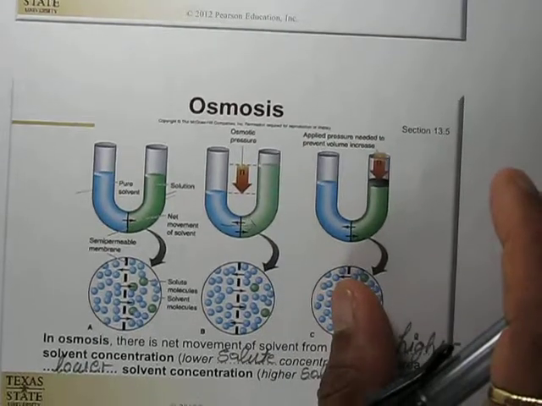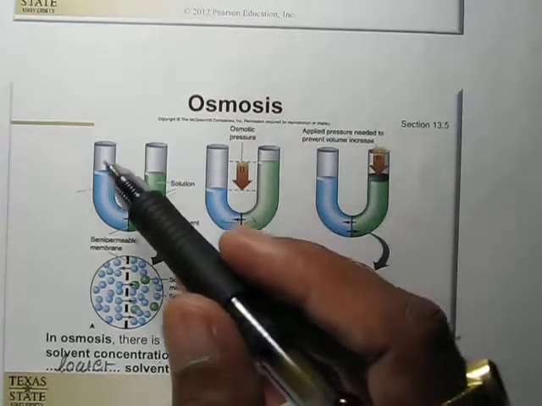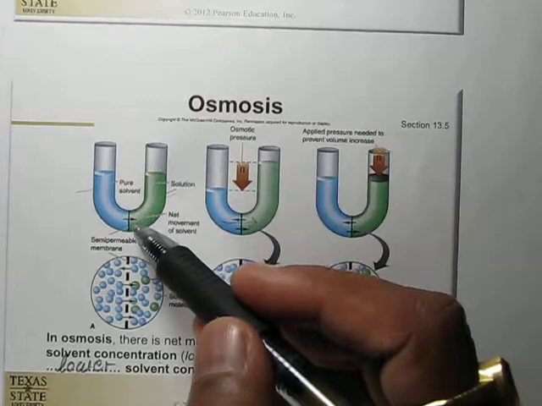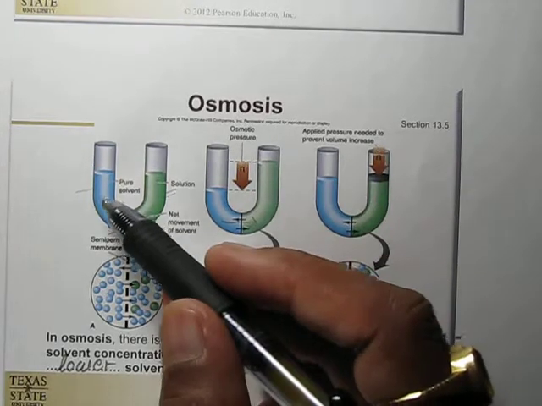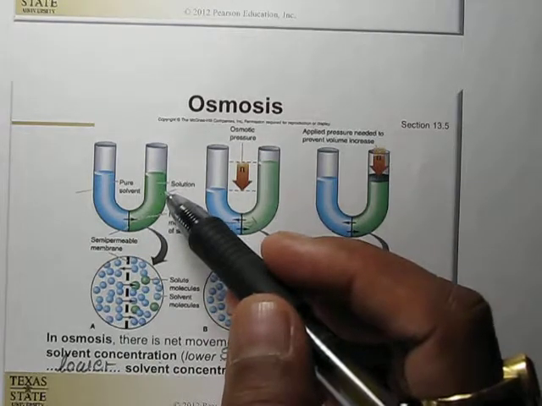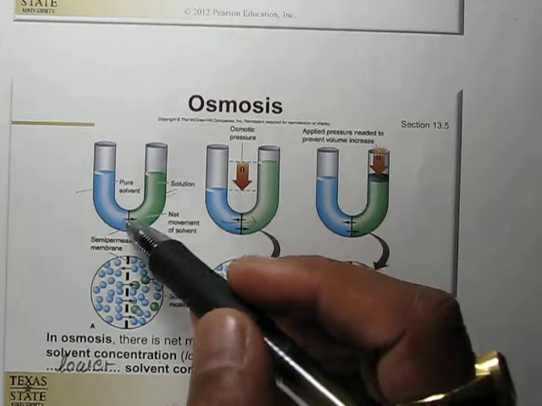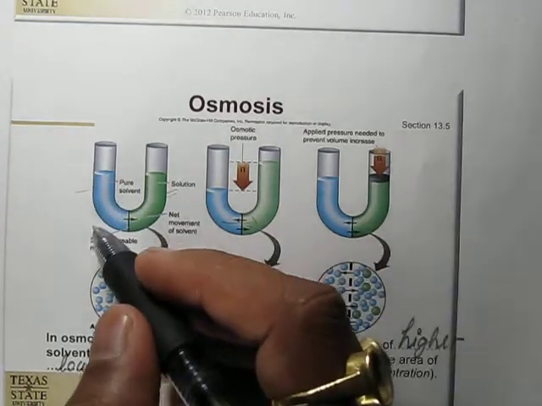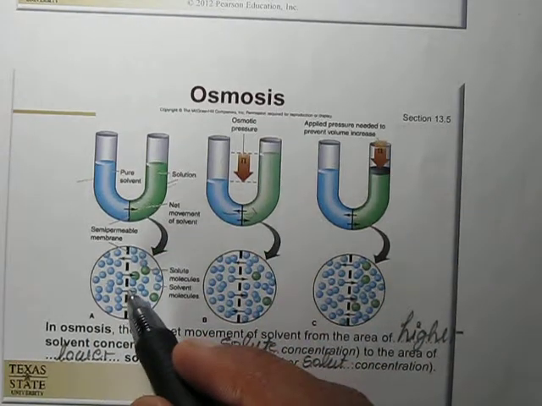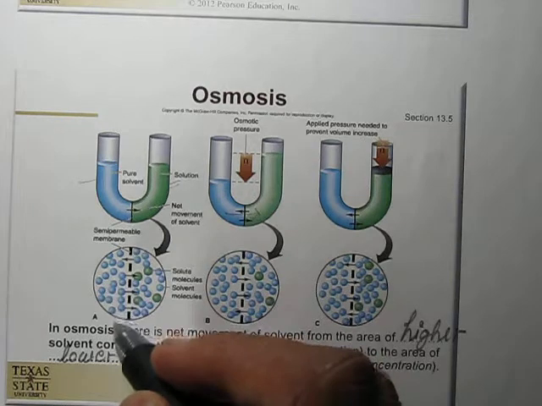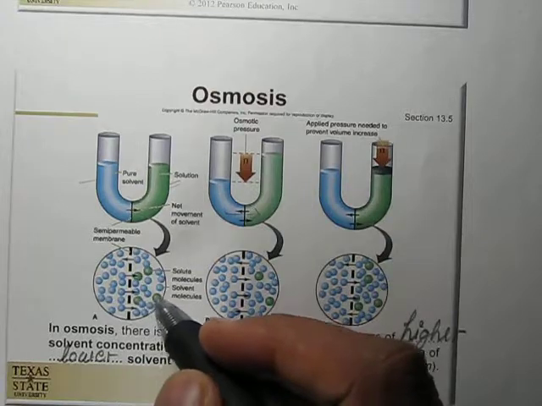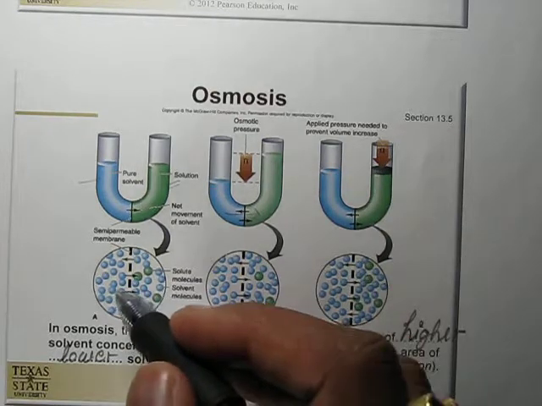Let's see it in picture form. Here is the glass tube, and here is a barrier between these two sides, which is a semi-permeable membrane. This side is pure solvent, water, and this side is solution, which contains solute and solvent. The semi-permeable membrane allows only water molecules to pass from left to right. Here you can see the blue balls represent the water or solvent. They can pass through the semi-permeable membrane, but not the solute. These green particles cannot go from right to left.